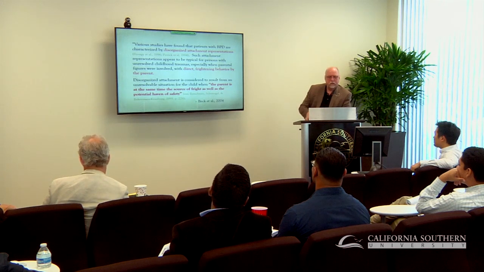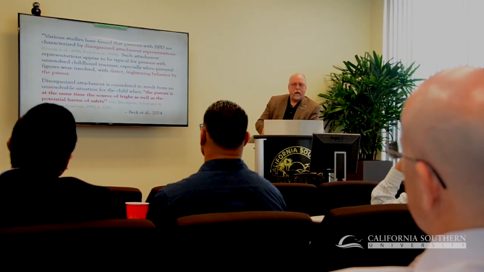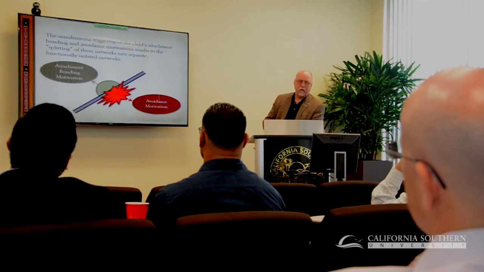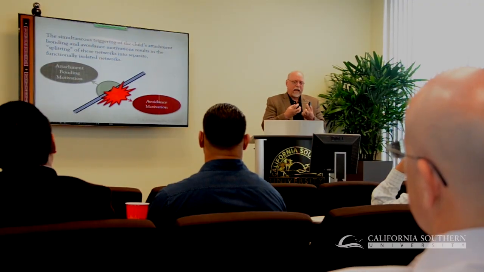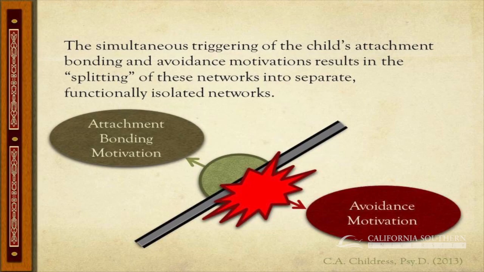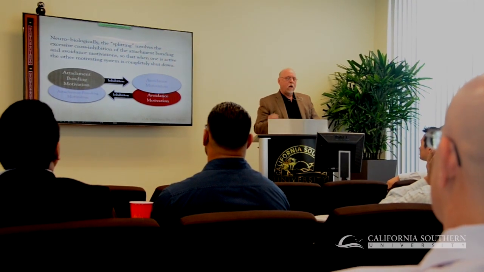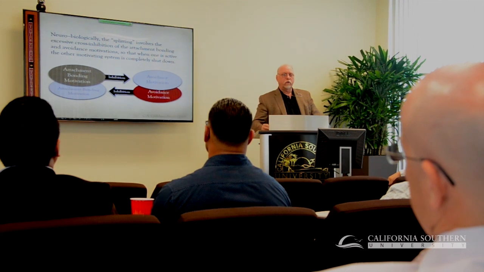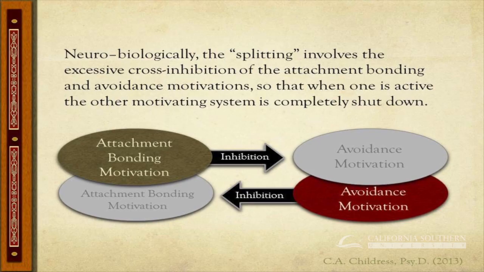Disorganized attachment is considered to result from an unresolvable situation for the child when the parent is at the same time the source of fright as well as a potential haven of safety. So what happens for these kids is that because they have both systems activated at the same time, attachment bonding motivations and avoidance motivations, they psychologically split those two motivating systems so that only one is on at any given time. At a neurological level, what's happening is you're not actually splitting physically, you're getting an intensive cross-inhibition.